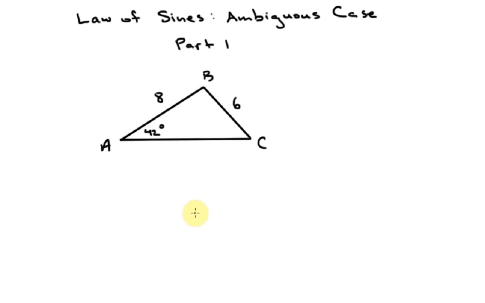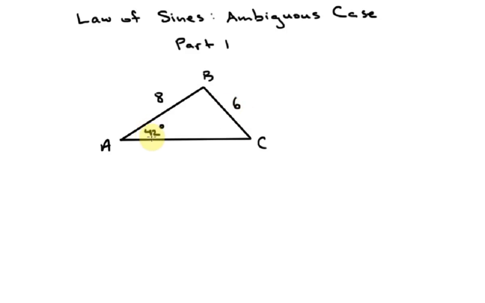Good day, math students. Today we're going to look at a special situation with the law of sines. It's called the ambiguous case. And to start us off, I've got a little drawing here. Let's say you were given this information where you know this side is 8 and this side over here is 6, and then the angle across from it is 42 degrees.